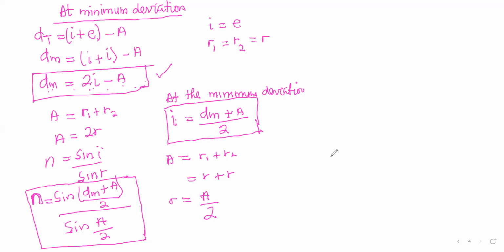Calculate the minimum deviation of a ray of light that passes through it symmetrically. If in a prism A is equal to 60 degrees and the refractive index is equal to 1.52, calculate the minimum deviation of a ray of light that passes through it symmetrically.